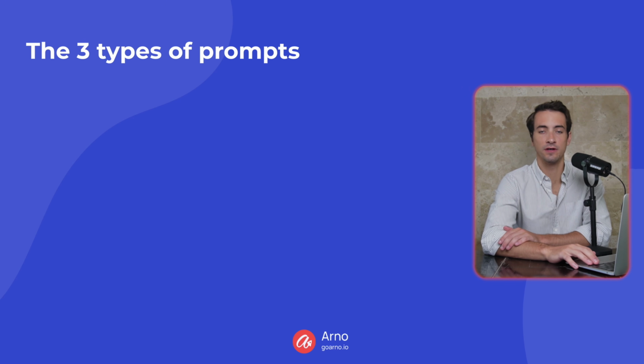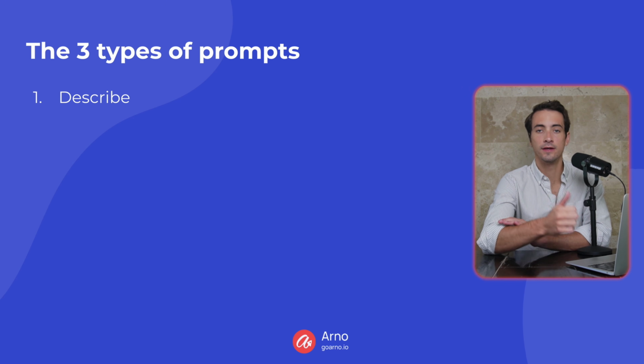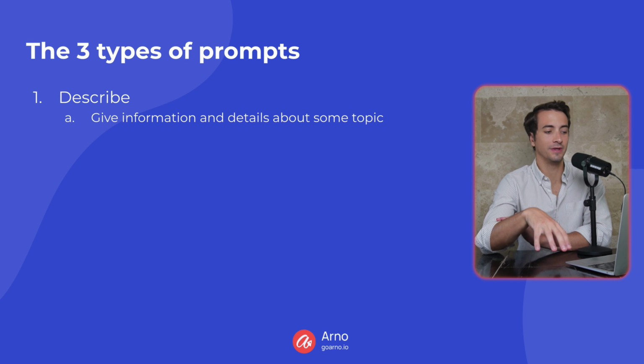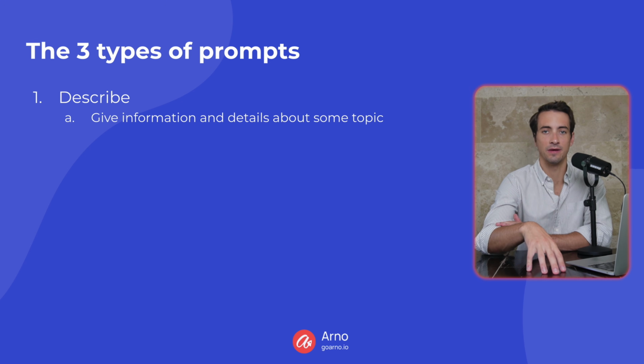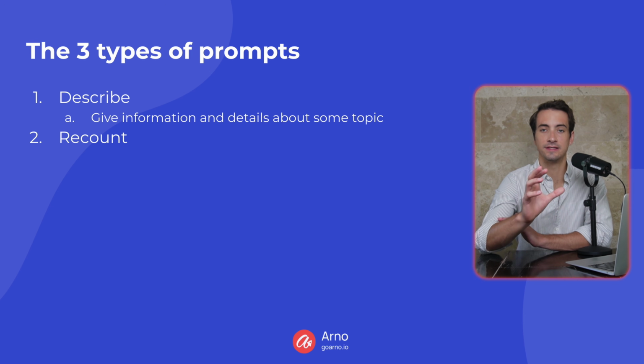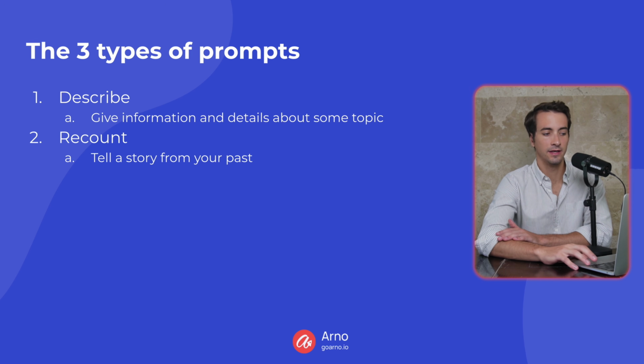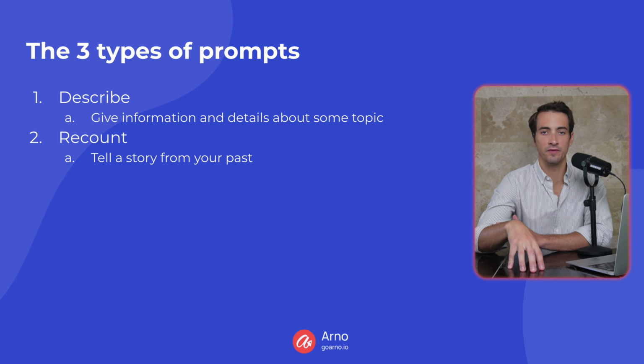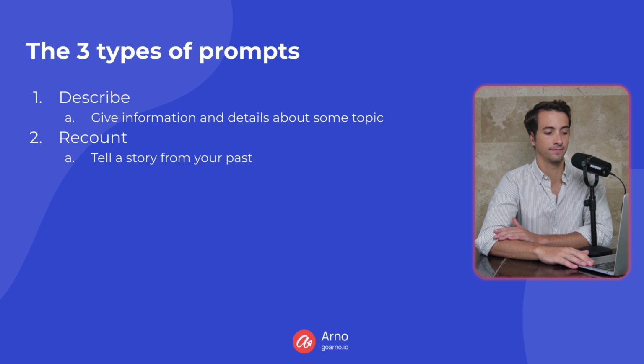The 3 types of prompts are: 1. Describe. These types of prompts ask you to give information and details about some topic. So really to share your knowledge about some topic. The second type is recount. And this means to tell a story from your past. So to recount a story means to tell a story. So in this prompt type, you're simply asked to tell a story from your past.